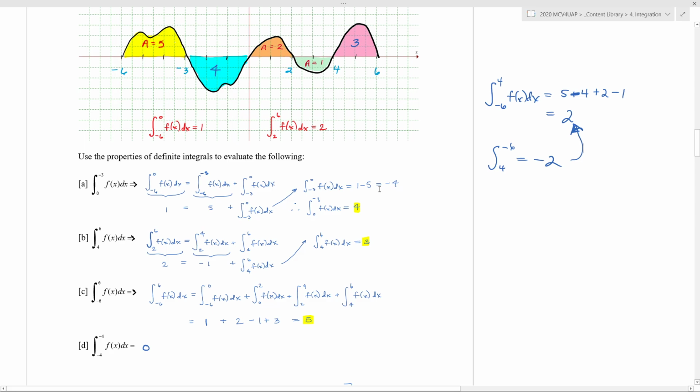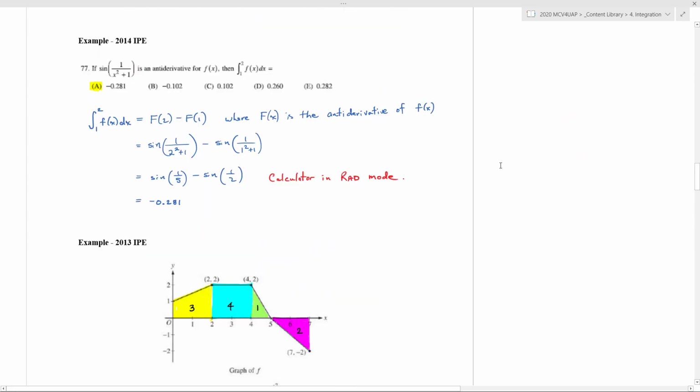Okay, the next example comes from a practice exam from 2014. If the sine of 1 over x squared plus 1 is an antiderivative for little f, then the integral from 1 to 2 of f of x dx is equal to which one of those values? So the integral from 1 to 2 of little f dx is equal to capital F at 2 minus capital F at 1.